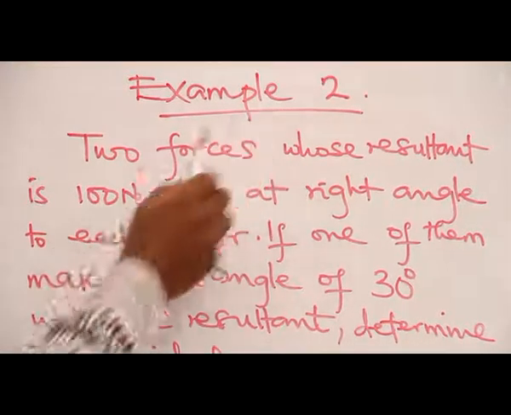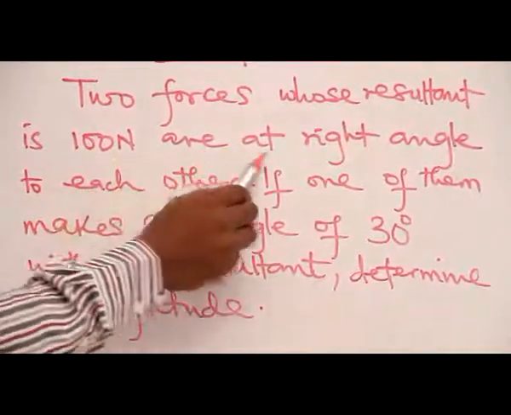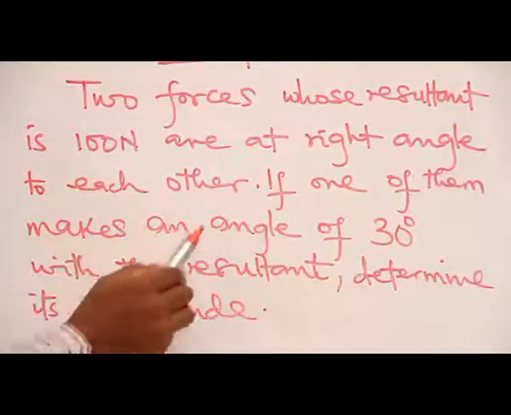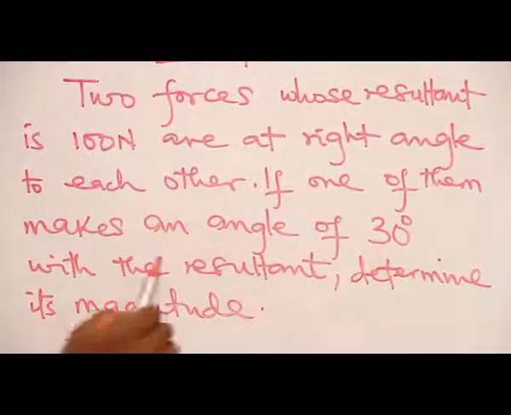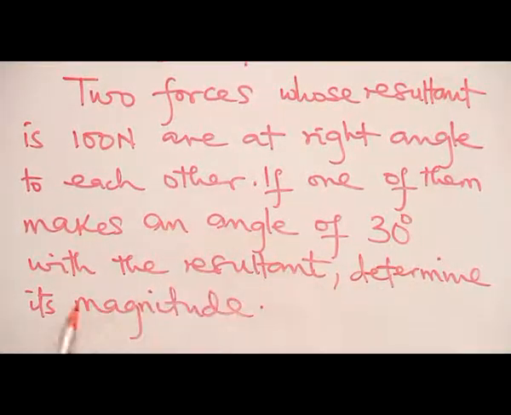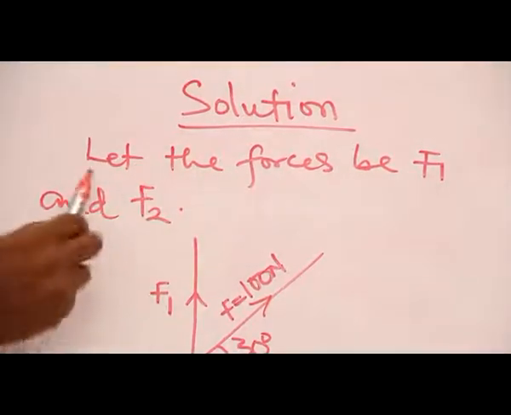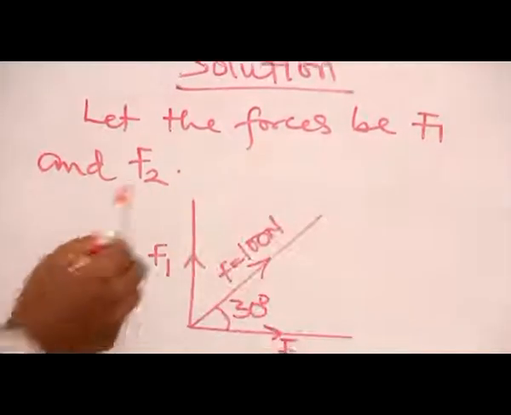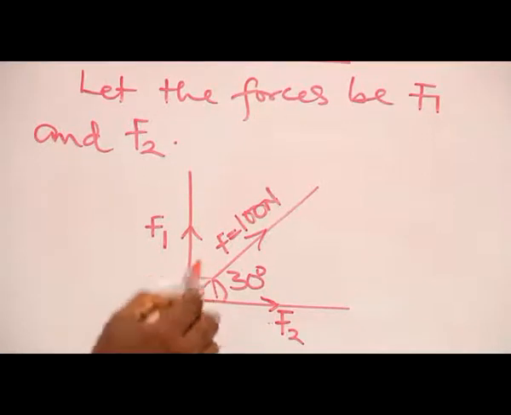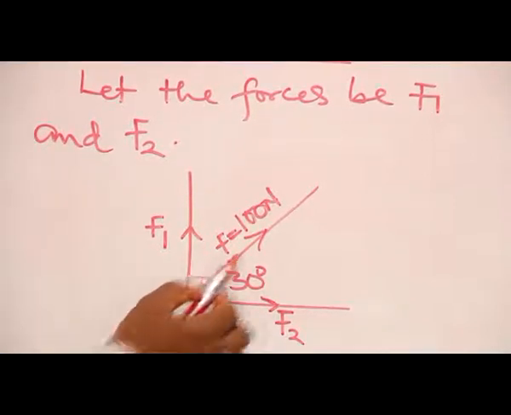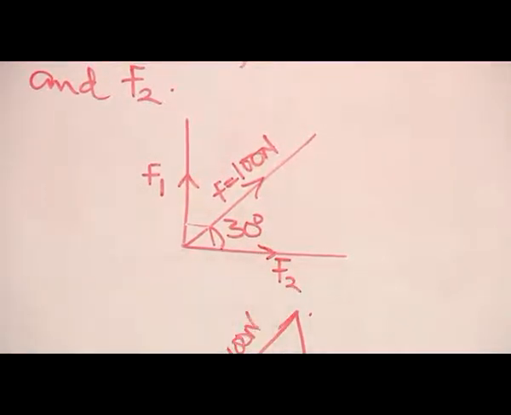Example 2. Two forces whose resultant is 100 Newton are at right angle to each other. If one of them makes an angle of 30 degrees with the resultant, determine its magnitude. Solution. Let the forces be F1 and F2. So since they meet at angle 90 degrees to each other, the resultant force F is 100 Newtons and it makes angle 30 degrees with F2.